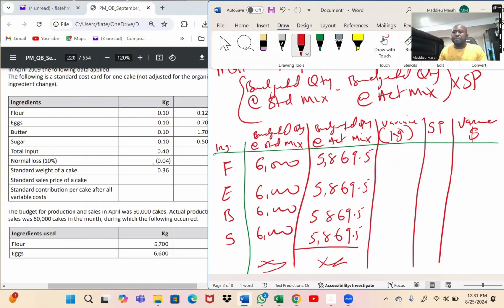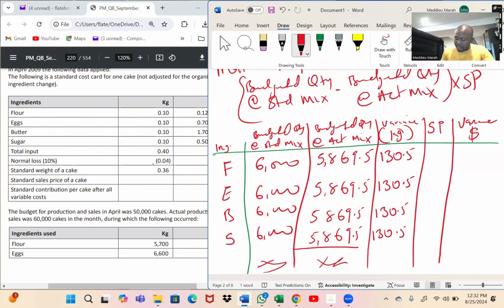Now I need my variance in kg. My variance in kg is the same for all: 6,000 minus 5869.5, which gives me 130.5, 130.5, 130.5, 130.5.